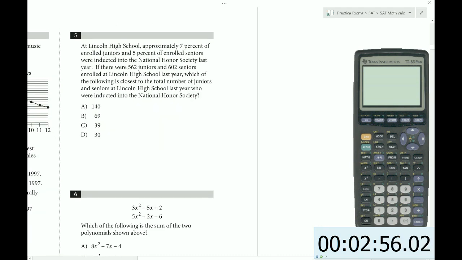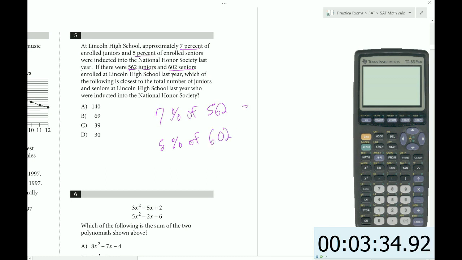At Lincoln High School, approximately 7% of enrolled juniors and 5% of enrolled seniors were inducted into the National Honor Society. If there were 562 juniors and 602 seniors, okay, so we can already take those percentages. Which of the following is closest to the total number of juniors and seniors last year who were inducted into the Honor Society? So we want to do 7% of the juniors, and juniors is 562. And we also want to do 5% of the seniors, and the seniors is 602.